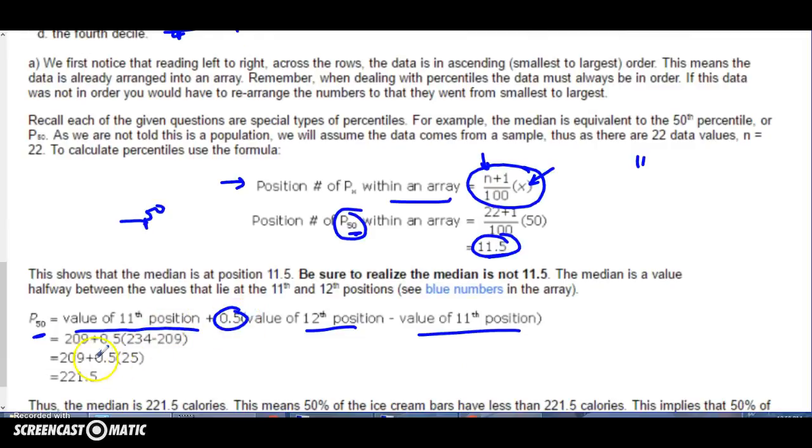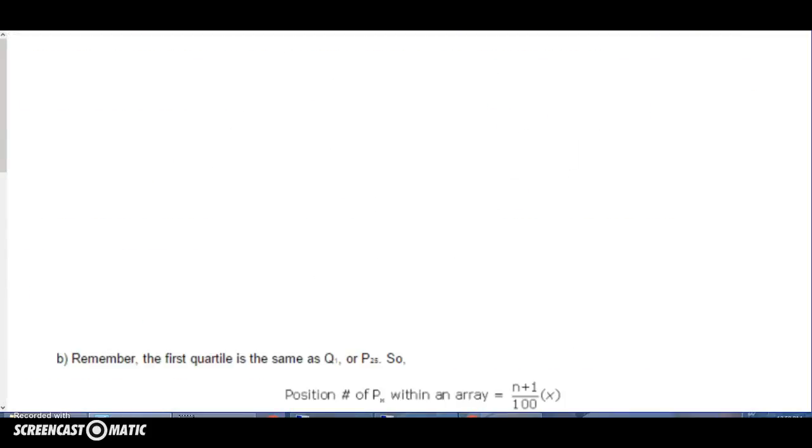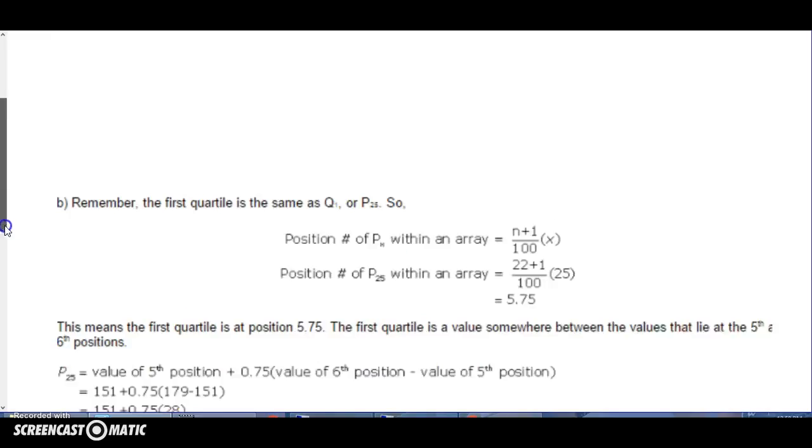So I go through it. 209 was the 11th point. The 12th point was this. The 12th ice cream bar was this, the 11th ice cream bar was there. Between them, there's 25 calories. I'm going to be halfway between those two, so 0.5 times 25. Now, that's maybe not that difficult. Where it gets confusing is when we get to the percentiles. So let's just make sure we understand what's going on here.